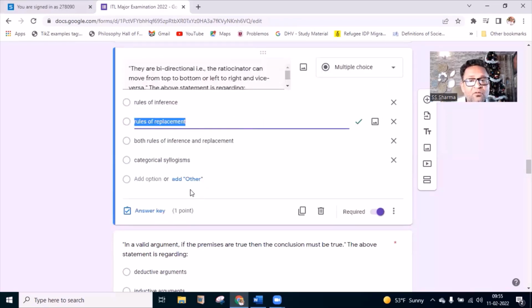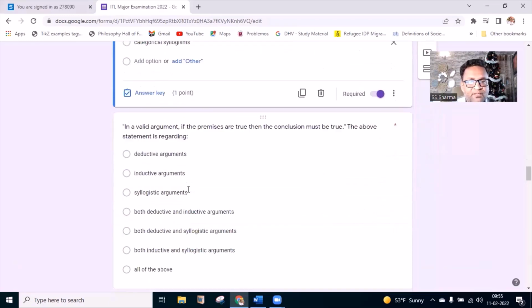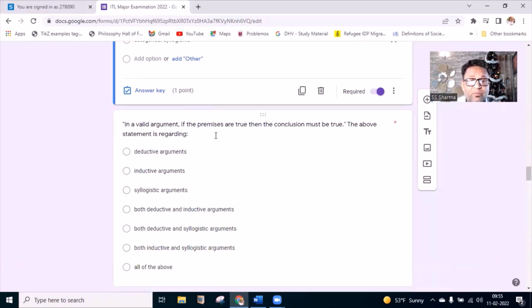It was not for rules of inference, because in rules of inference, they are valid arguments, which means that you can move from top to bottom, but you cannot move from bottom to top, right? So it was rules of replacement. Now, in a valid argument, if the premises are true, then the conclusion must be true. The above statement is regarding.